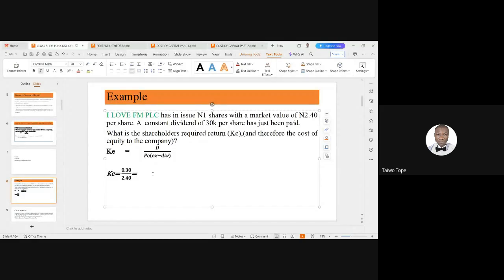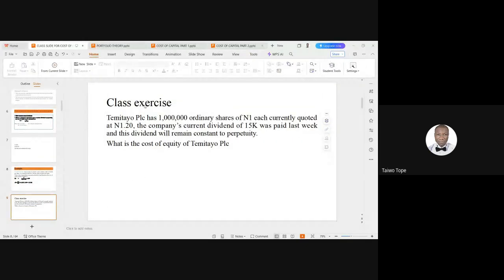12.5%. Okay, that is 0.125, multiply by 100. You have it as what? 12.5%. So this is where we have a constant dividend. But the question can change. The question might not be in this form. Let's see it in another way. Okay, let's see this question now.